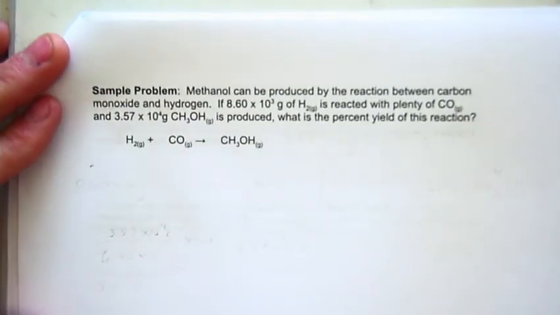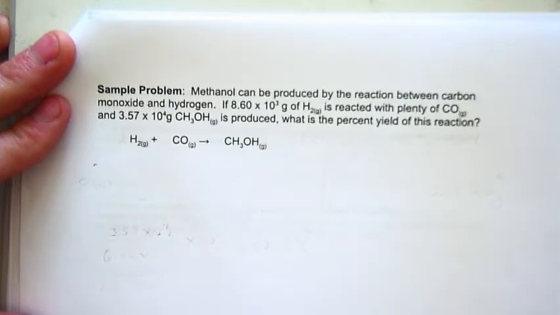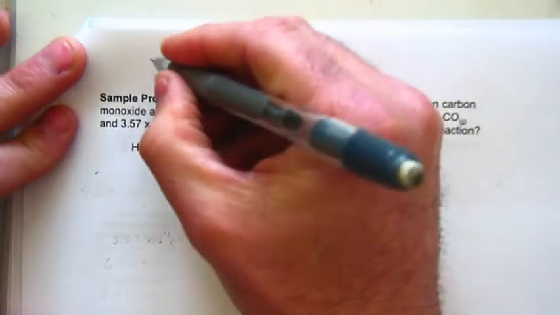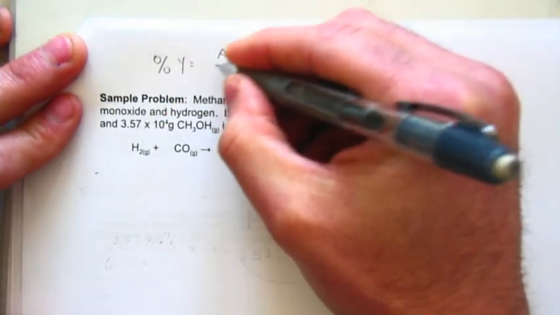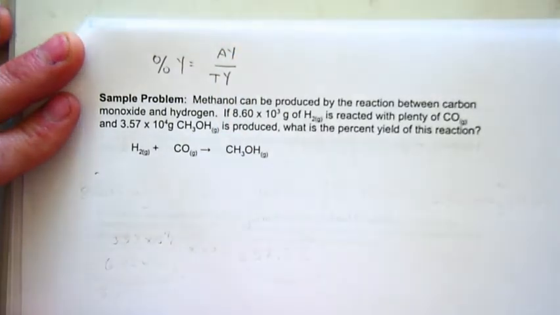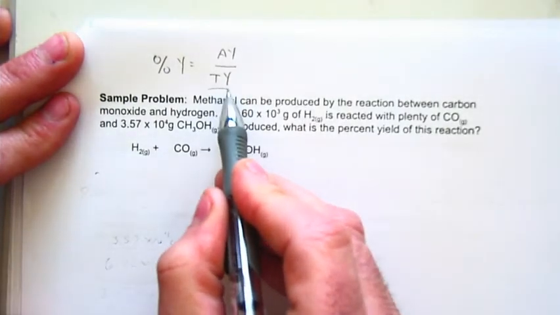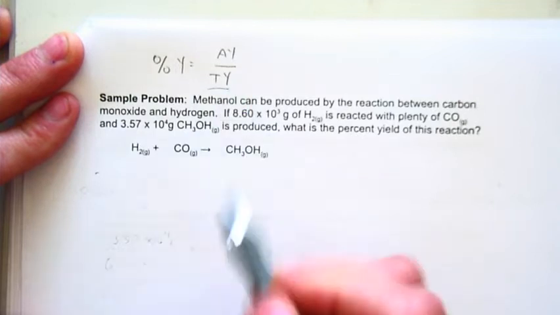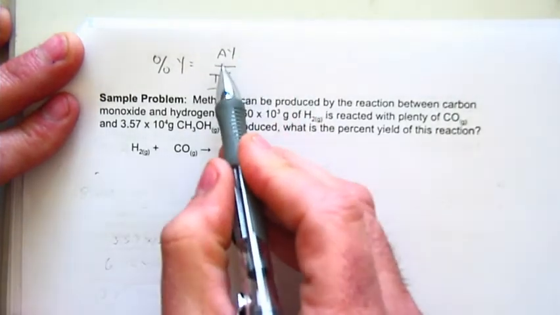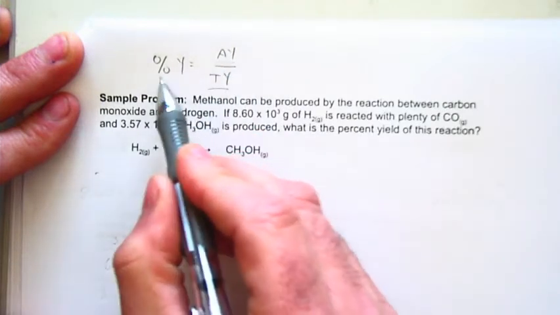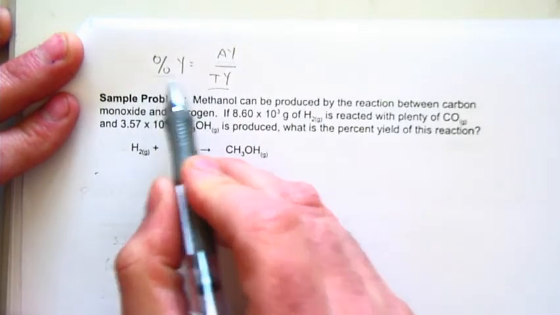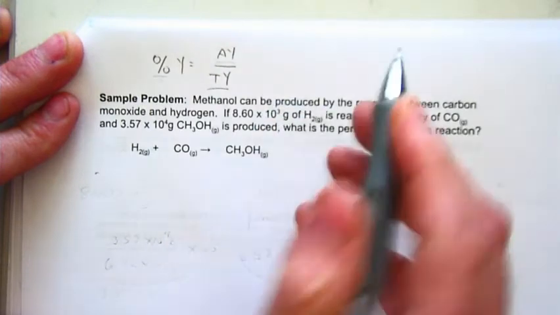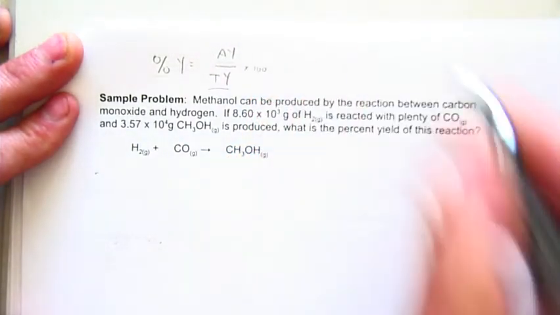Okay, so this is the sample problems for percent yield. Now, the main formula for percent yield is that percent yield is always equal to the actual yield divided by the theoretical yield. Now, for each problem, you will always have to figure out, using stoichiometry, the theoretical yield. However, some problems give you the actual yield and ask you to solve for the percent, whereas others give you the percent and ask you to solve for the actual. Oh yes, it's also times 100.